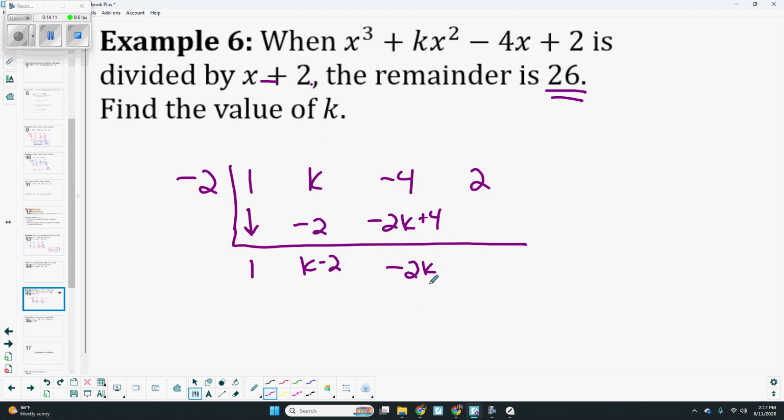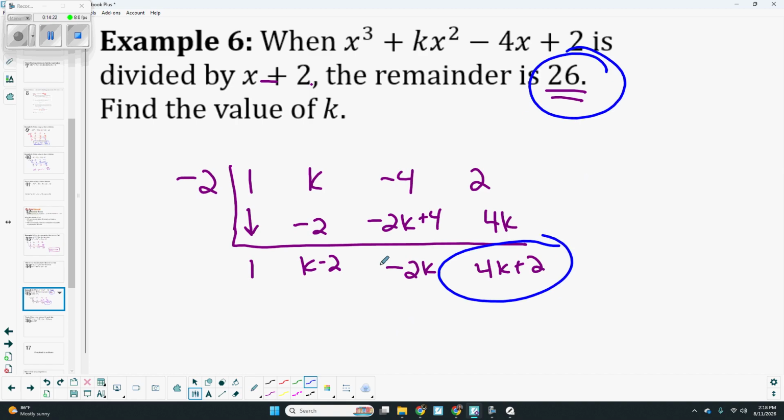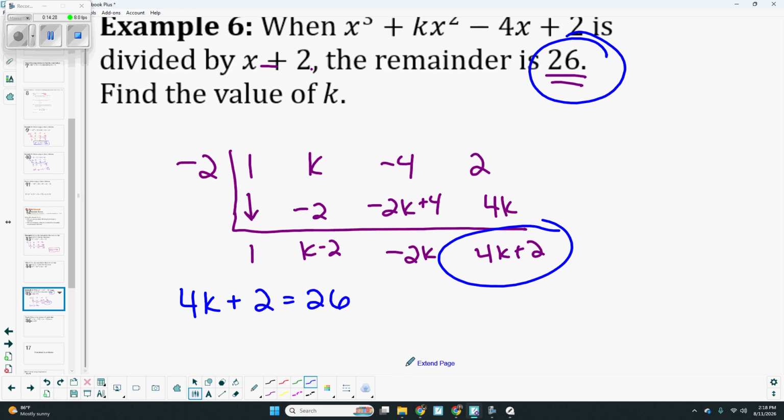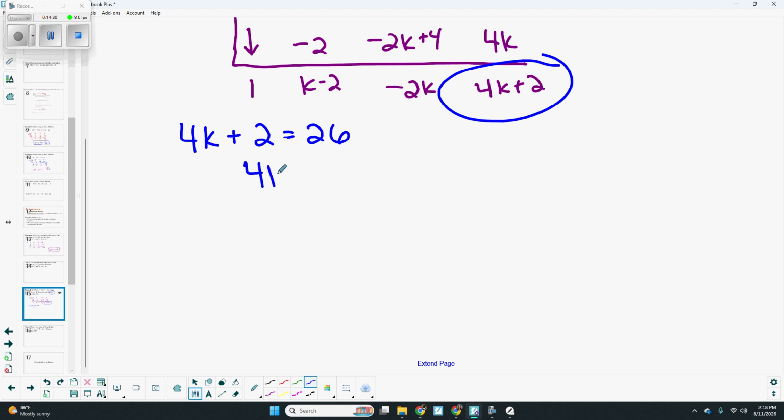Negative 2 times negative 2k is positive 4k. Add these up, I get 4k plus 2. So this 4k plus 2 is the remainder of 26. So 4k plus 2 equals 26. 4k equals 24. And k equals 6.